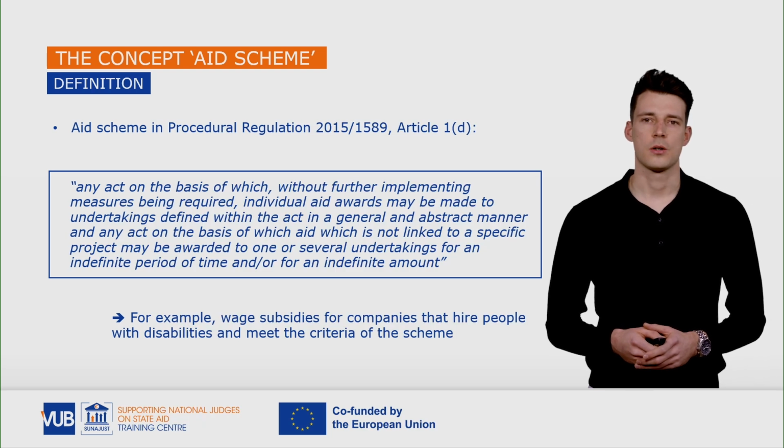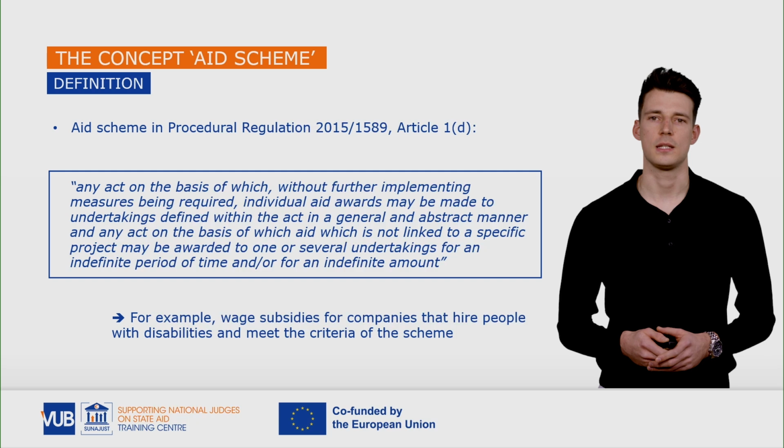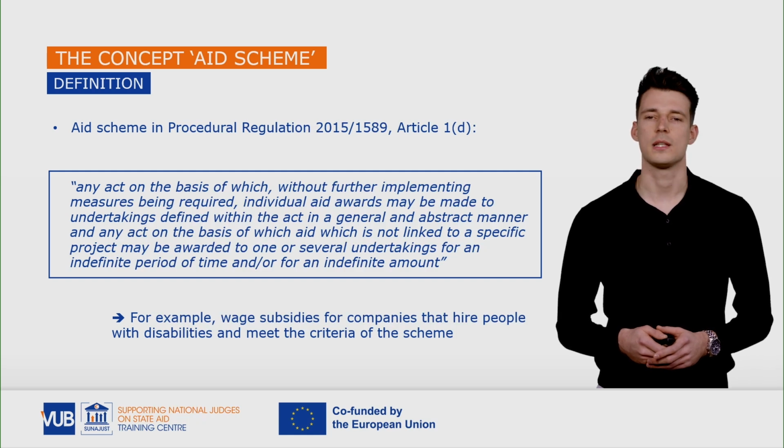According to Article 1D of Procedural Regulation 2015-1589, an aid scheme is defined as any act on the basis of which, without further implementing measures being required, individual aid awards may be made to undertakings defined within the Act in a general and abstract manner, and any act on the basis of which aid, which is not linked to a specific project, may be awarded to one or several undertakings for an indefinite period of time and/or for an indefinite amount. An example of an aid scheme is a state aid measure providing wage subsidies for companies that hire people with disabilities and meet the criteria set out in the scheme.